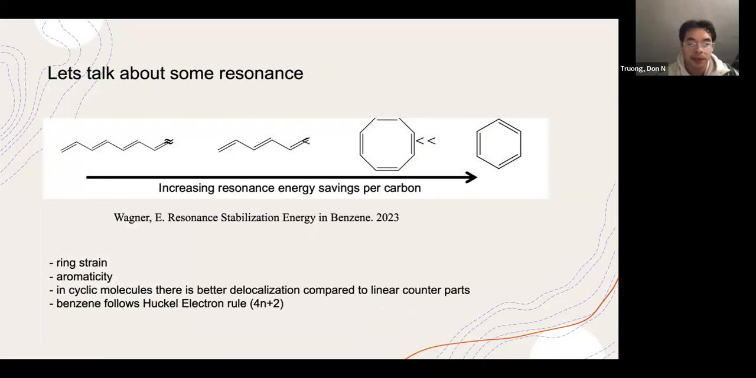And let's talk about some resonance. Why this trend happens and why benzene has the highest resonance is because it doesn't experience ring strain like cyclooctatetraene. It's aromatic. It follows the Huckel rule of 4n plus 2. And cyclic molecules in general experience better delocalization compared to their linear counterparts. So here's why the trend is what it is, and why benzene has more resonance energy.